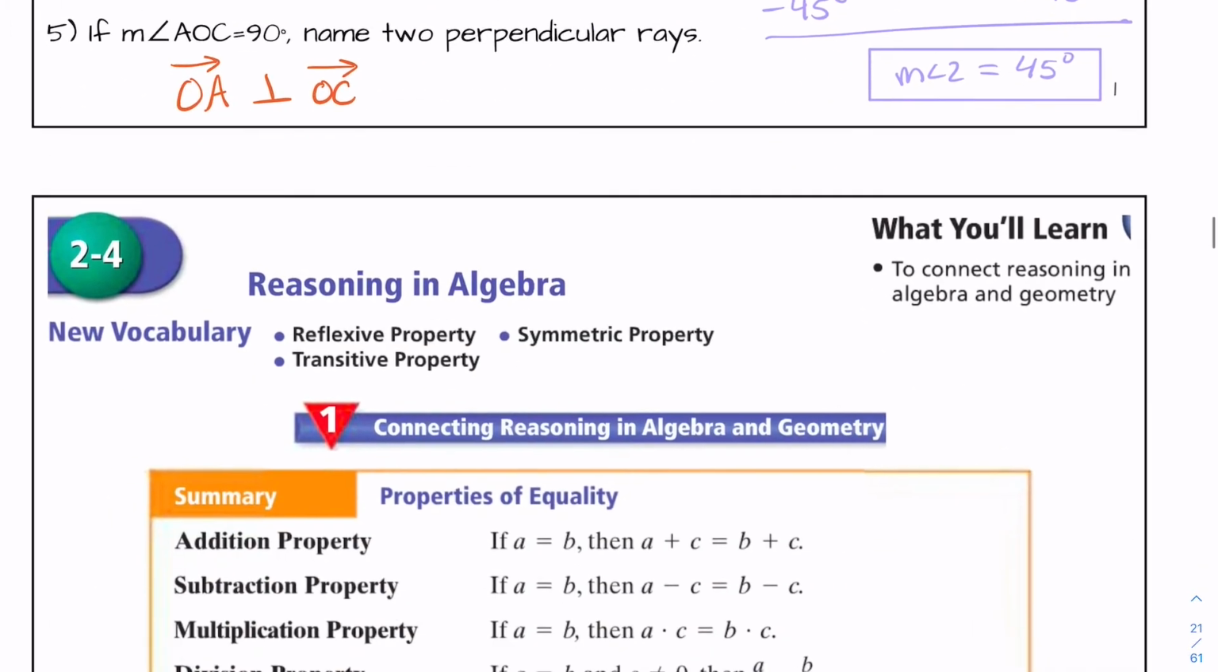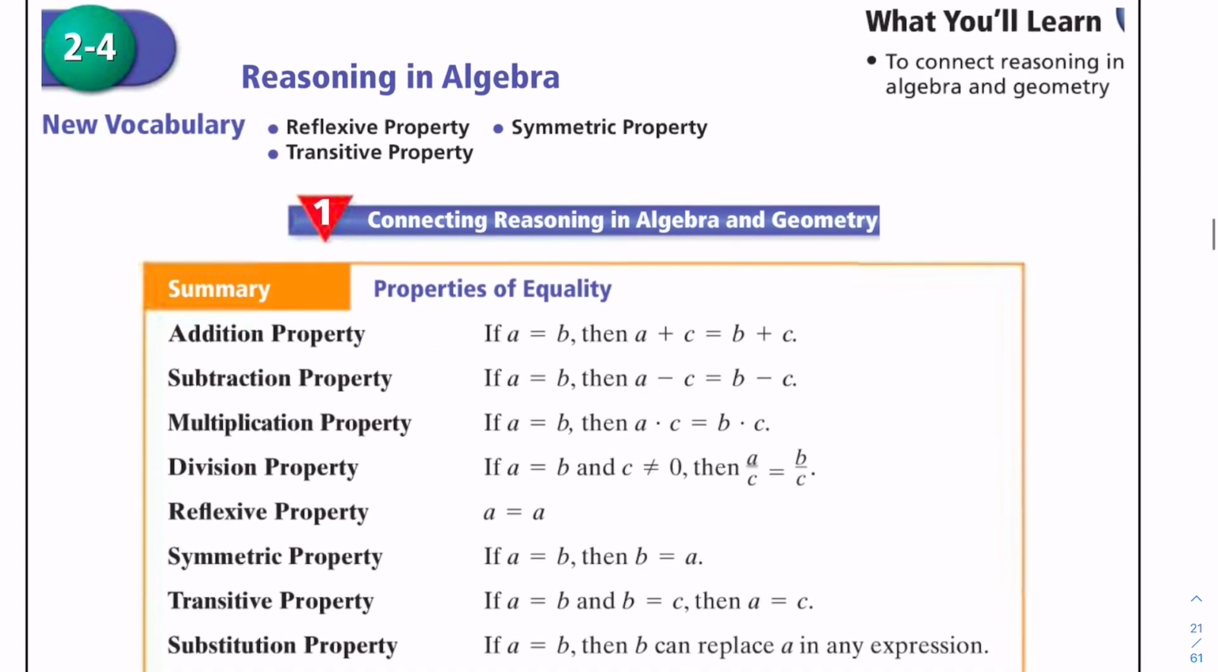All right. Reasoning and algebra. So here we're going to start to get into the logic. Okay, so let's write logic and reasoning. It's what you do all the time, you don't even realize you're using logic. These properties you've been using for a while now, all through pre-algebra and algebra 1, and even before that.